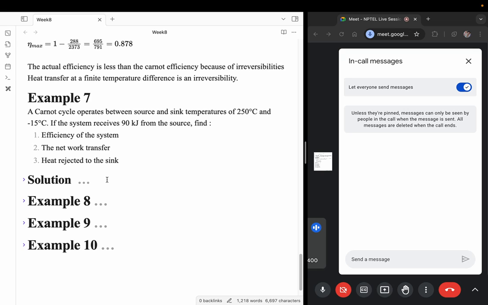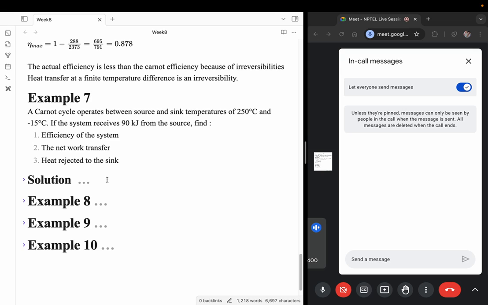So the next problem. Again, you have a Carnot cycle that is operating between source and sink temperatures of 250 Celsius and minus 15 Celsius. If the system receives 90 kJ from the source, find the efficiency of the system, net work transfer, and heat ejected to the sink.